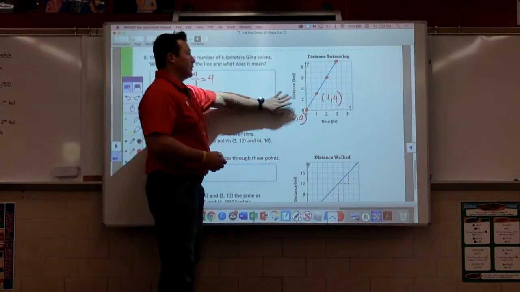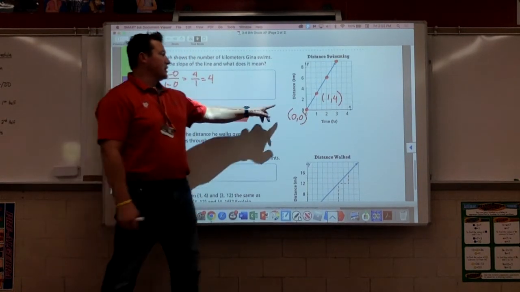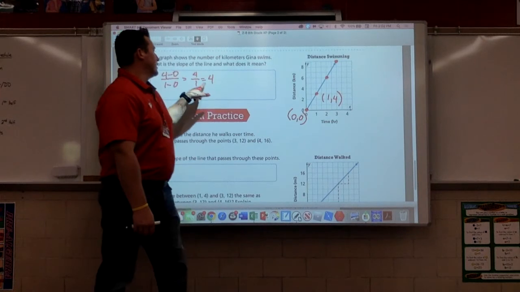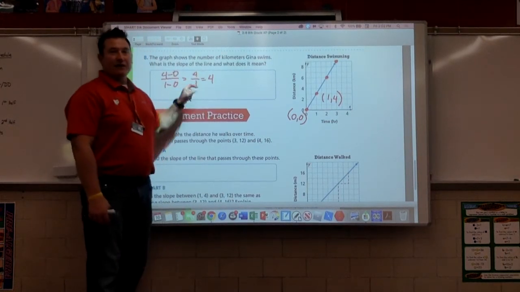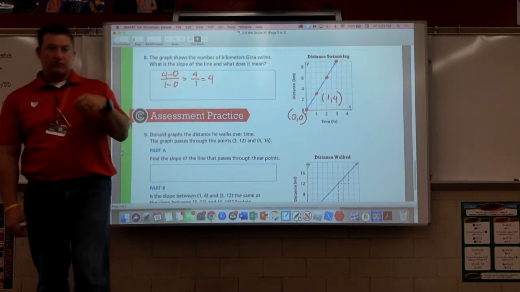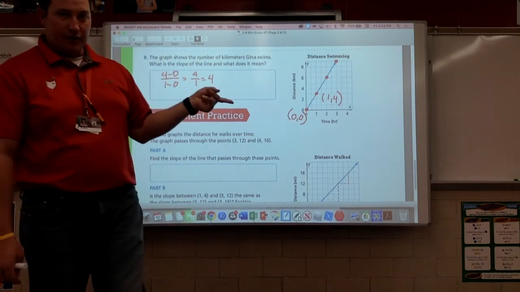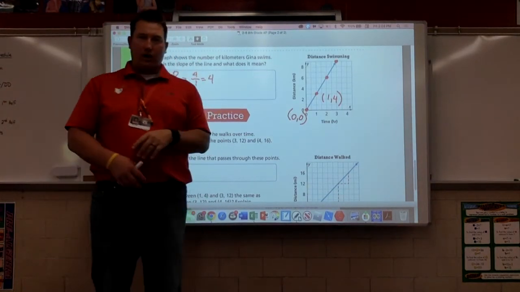What does it mean? Well, again, this is our distance that we're swimming. So we swim 4 Y values for every 1 X value. So we swim 4 kilometers for every 1 hour.